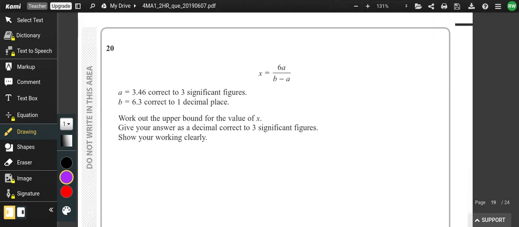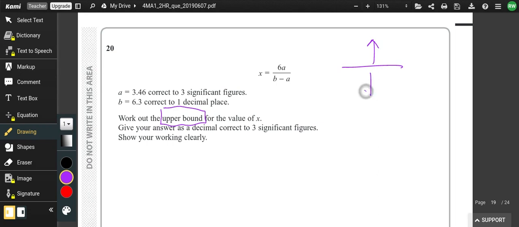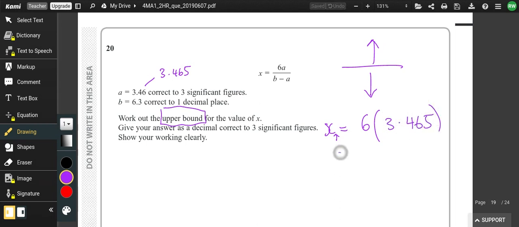Okay. For question 20, we're doing bounds. So when we're dividing, if we want the upper bound and we're dividing, we want the biggest numerator and the smallest denominator. That will give us the biggest value for x. So we want the upper bound for x is going to be 6 times the upper bound of A. So A can go up to 3.465. That'll give us our biggest numerator.